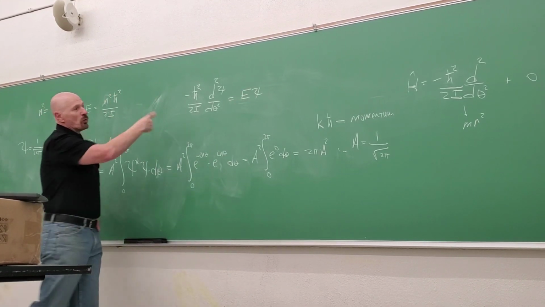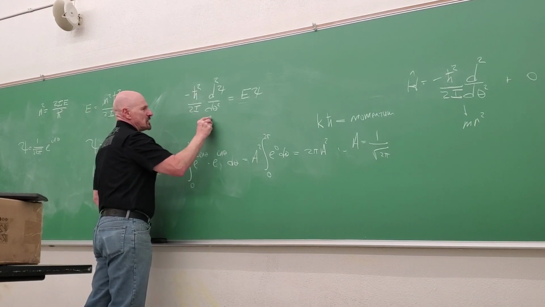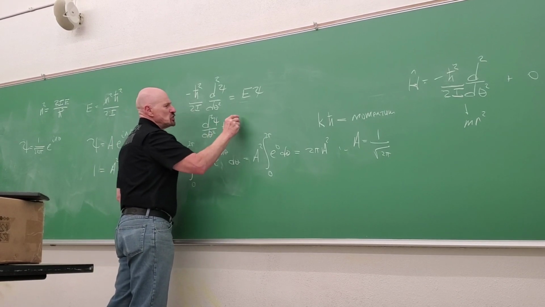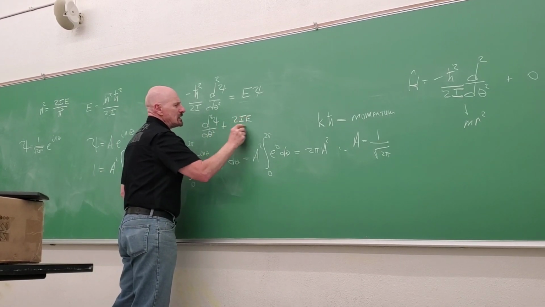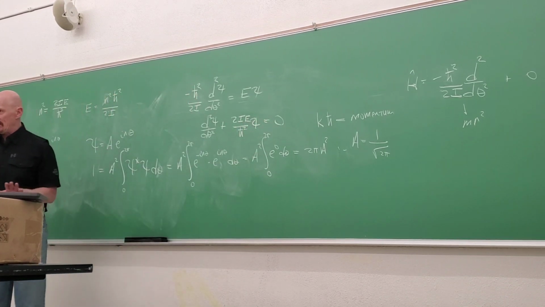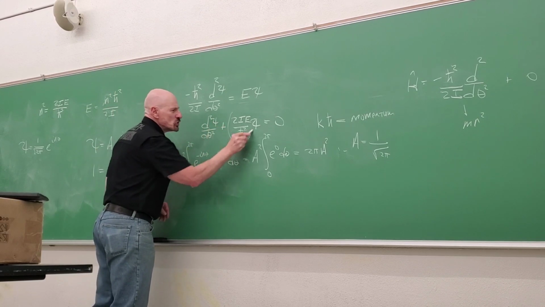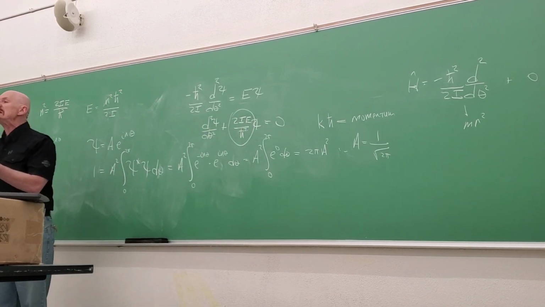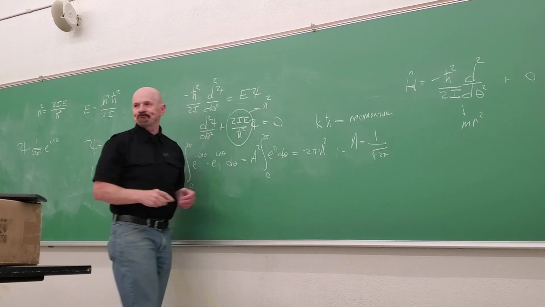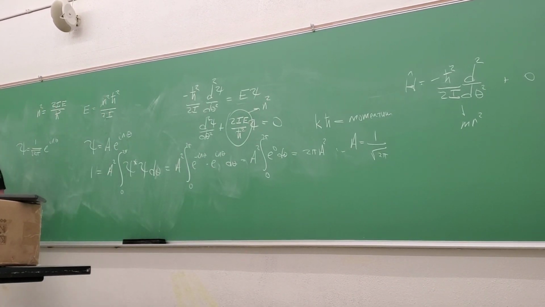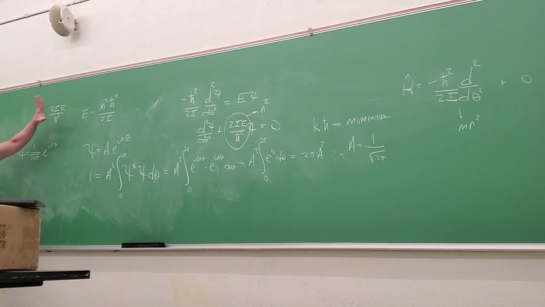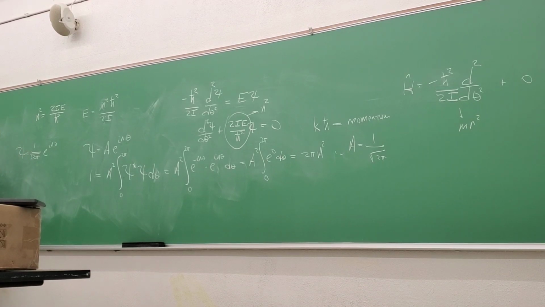Rearranging this gave me d²ψ/dθ² plus 2IE over ħ² ψ equals 0. Just doing that manipulation, I took this term here and, for convenience, called it n². I could have called it n; in that case, n would have been the square root of that. But it still would work. There's nothing wrong with that, but it's just convenient to do it this way.